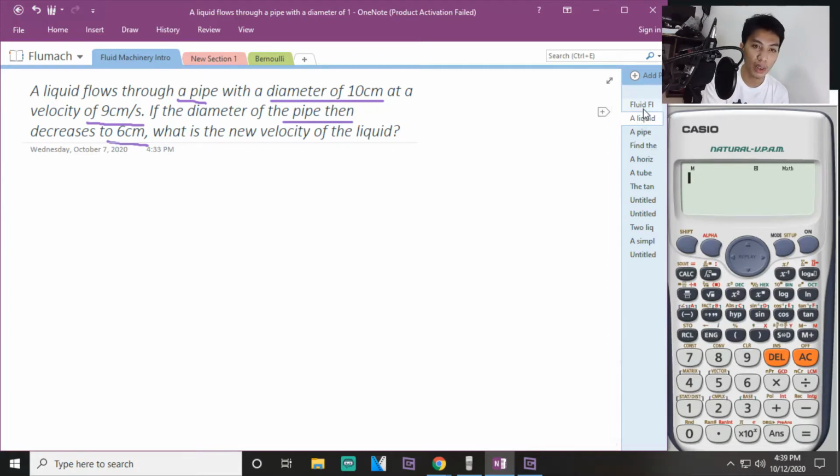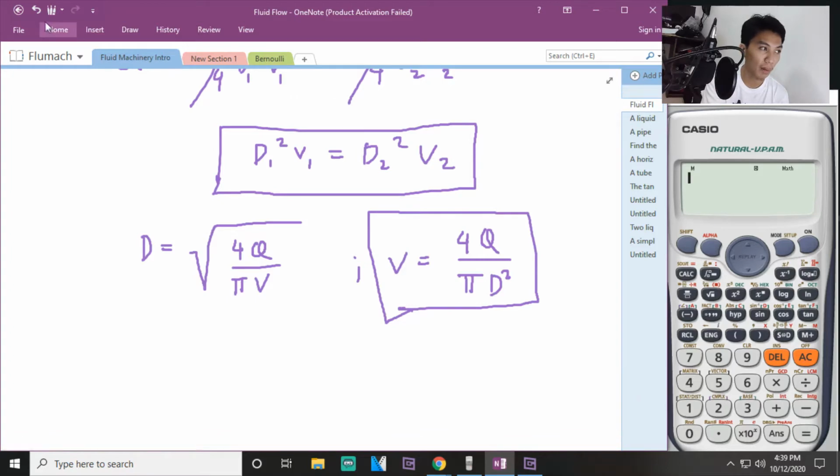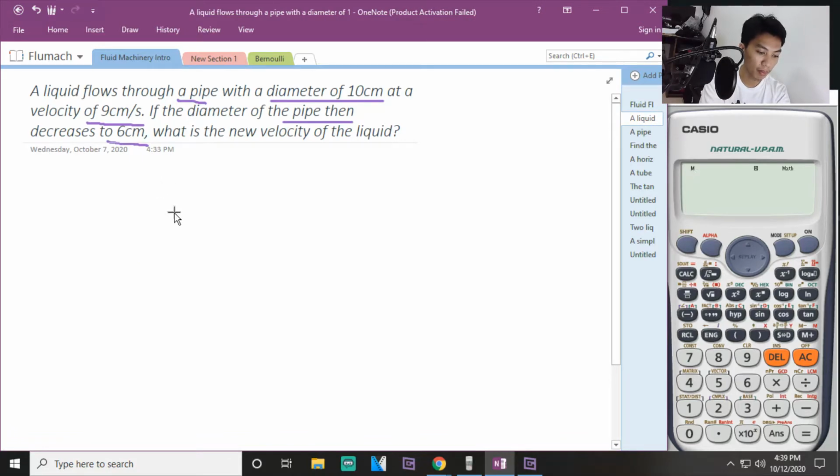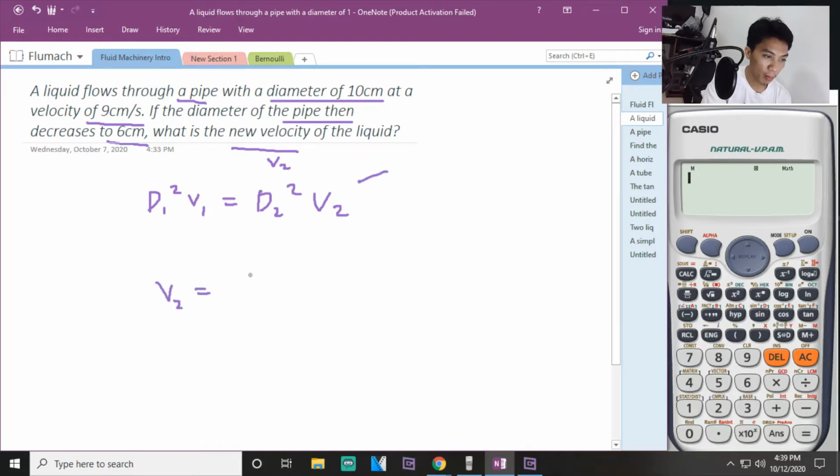Ngayon, kunin natin yung equation natin na ginawa nating formula. Okay, so, ilagay natin. Yan. Control C. Then, paste natin dito. Yan. So, anong hinahanap natin dito? Ang hinahanap natin dito is the new velocity of the liquid. That is V2. So, V2 will be equal to D1 squared V1 divided by D2 squared.